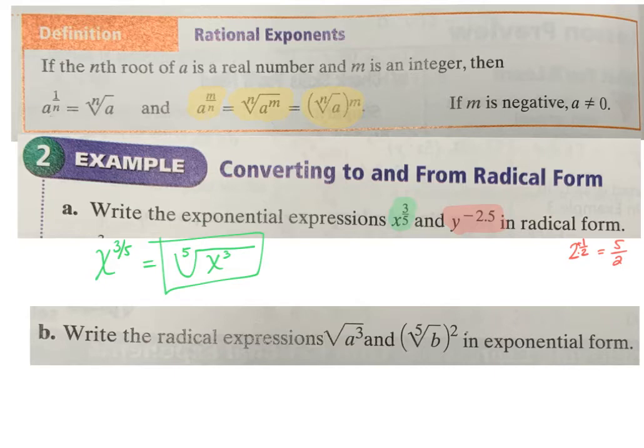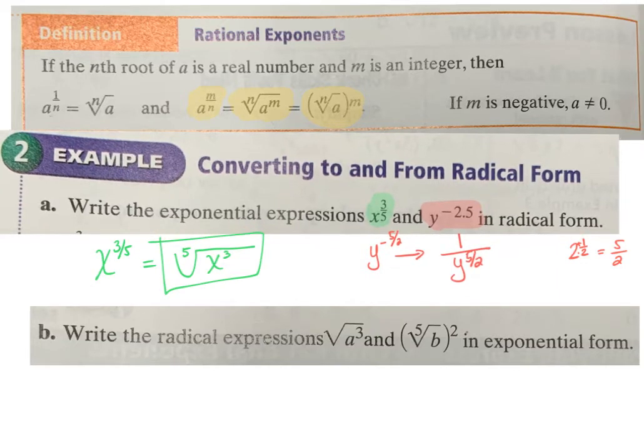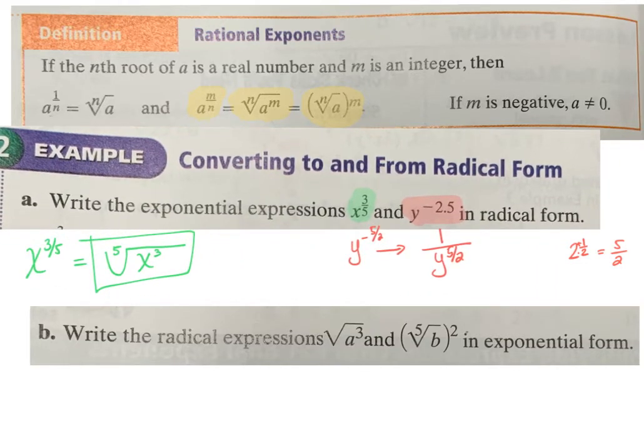And so if it is negative, so I have y to the negative 5 halves, then that, because it's a negative, puts that in the denominator. Negative exponent puts it in the denominator. So I have 1 over y to the 5 halves. All right, 1 over y to the 5 halves. And then my final step is to convert it to radical form. Radical form is going to say, I put it as a radical.